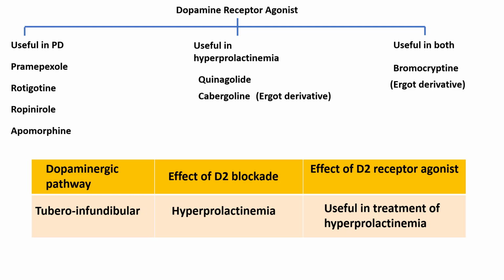These include drugs like quinagolide, cabergoline, and bromocriptine. Drugs such as pramipexole, rotigotine, ropinirole, and apomorphine are used in Parkinson's disease, but they are useful adjuncts. The cornerstone in the treatment of Parkinson's disease is definitely the levodopa-carbidopa combination.